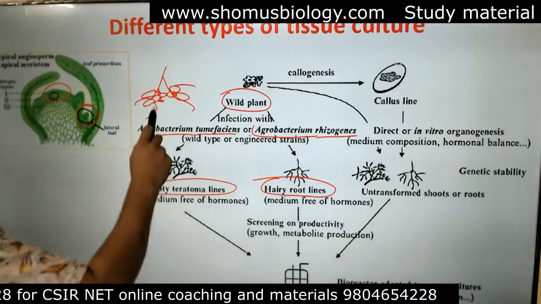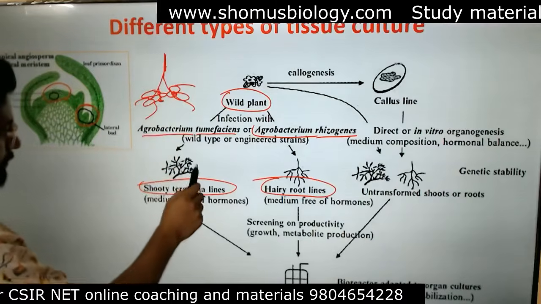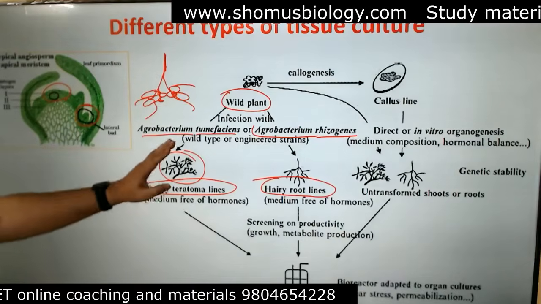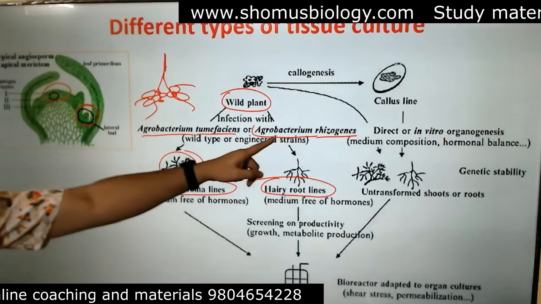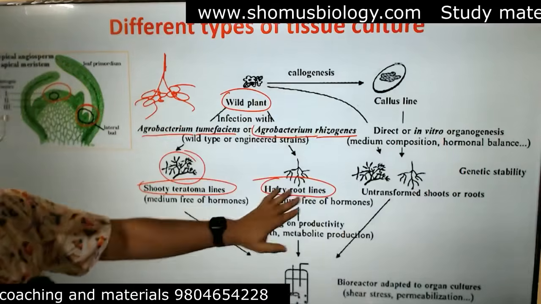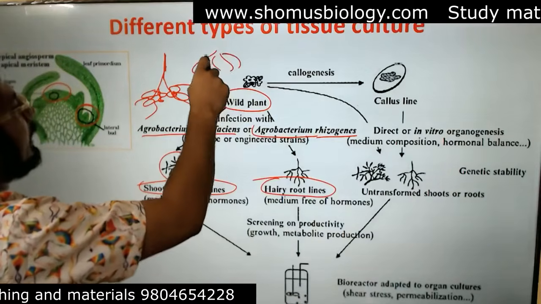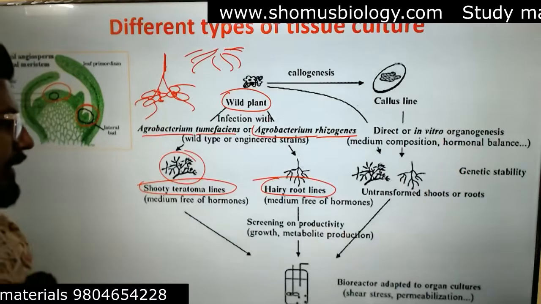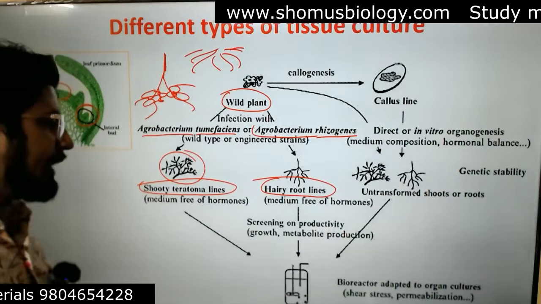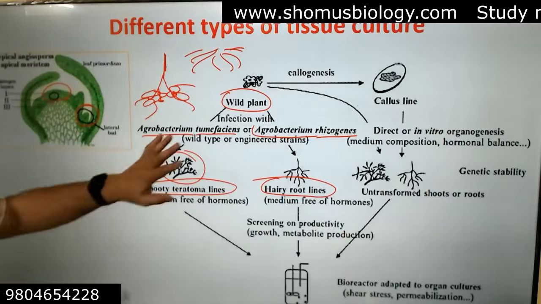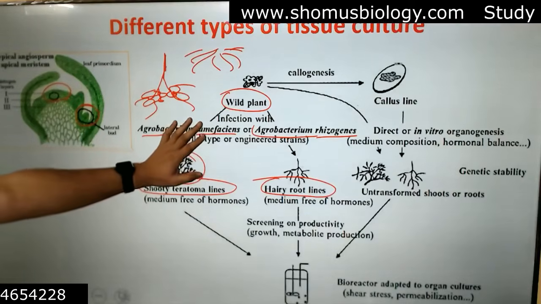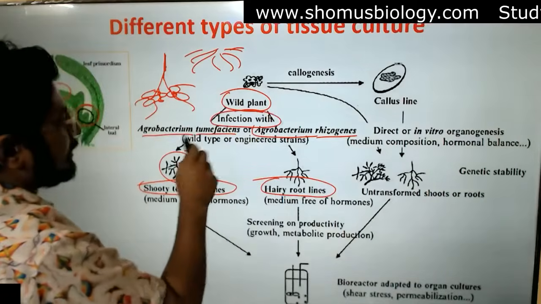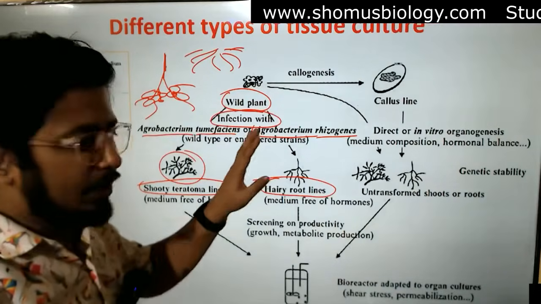So in this case, we are focusing on the medium free of hormones and it continues to grow. Similarly, Agrobacterium rhizogenes forms hairy root syndrome. Again, the root will be much hairy. So with hairy root lines, again we can use it for screening and for production and growth. But this is a side thing: after extracting the wild type plant, we can infect it with Agrobacterium tumefaciens or rhizogenes. But that's an optional idea.